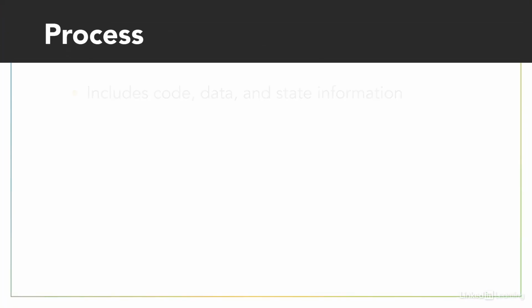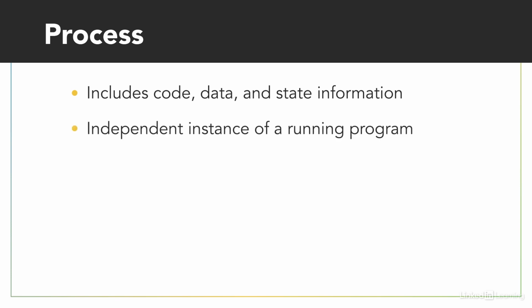When a computer runs an application, that instance of the program executing is referred to as a process. A process consists of the program's code, its data, and information about its state. Each process is independent and has its own separate address space in memory. A computer can have hundreds of active processes at once, and an operating system's job is to manage all of them.